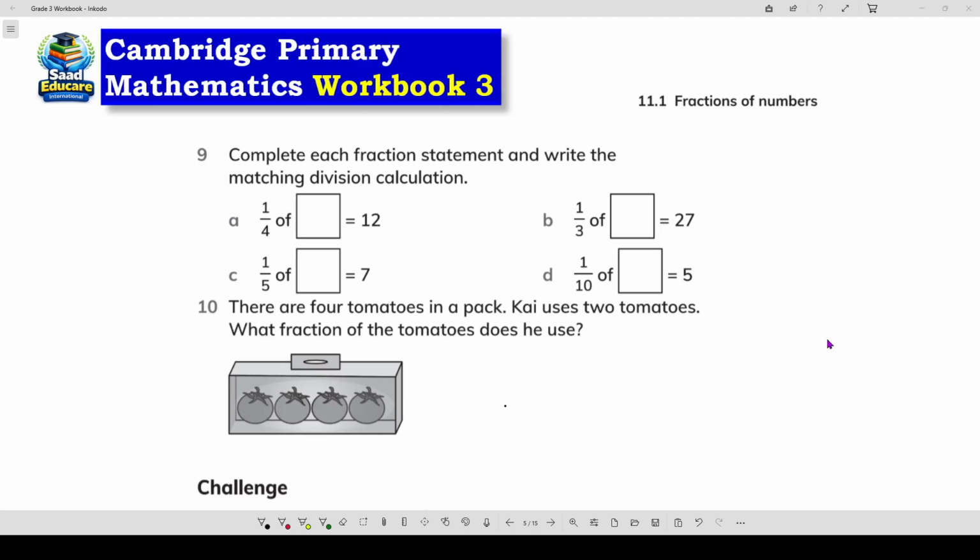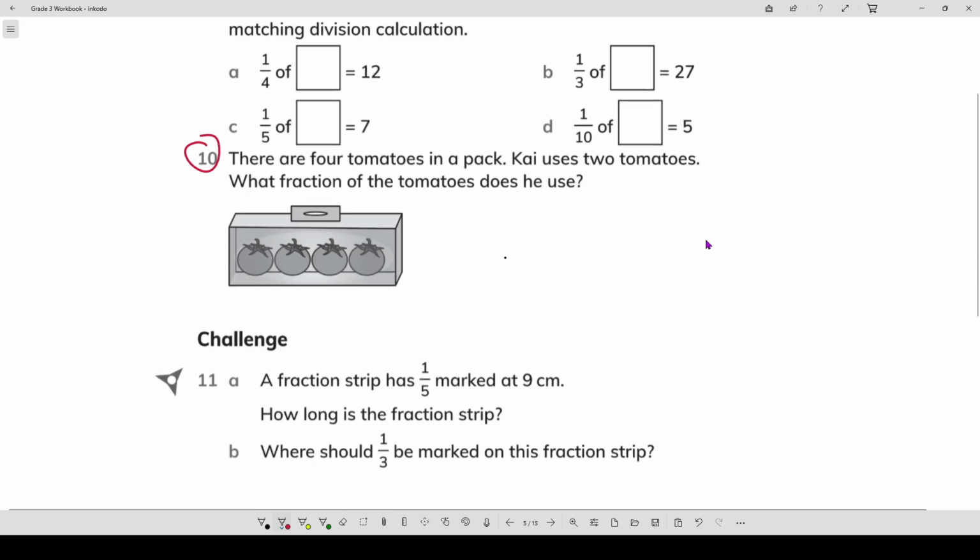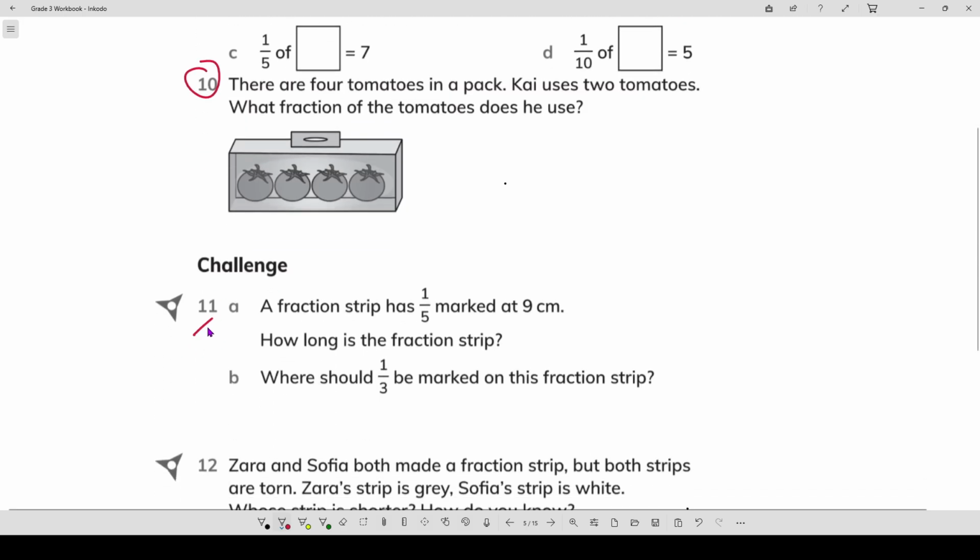Cambridge Primary Mathematics Workbook 3, we have already finished exercise 11.1 up to question 10. In this video we are starting challenge number 11. Question A: a fraction stripe has a 1/5 mark at 9 centimeters. How long is the fraction stripe?